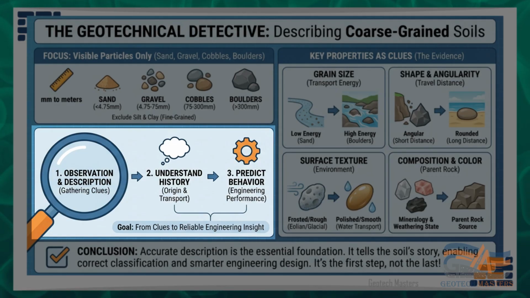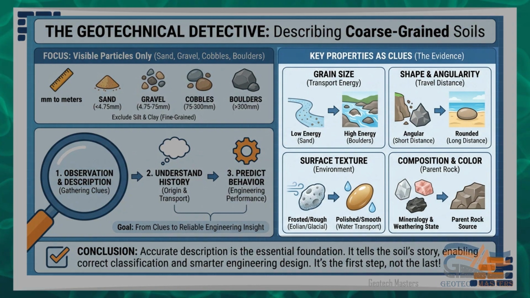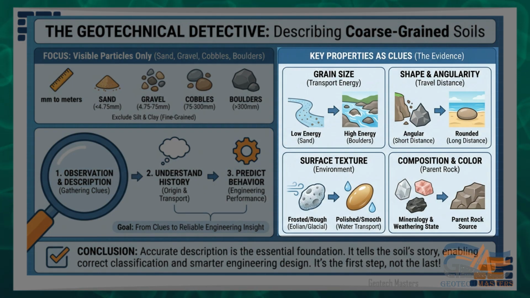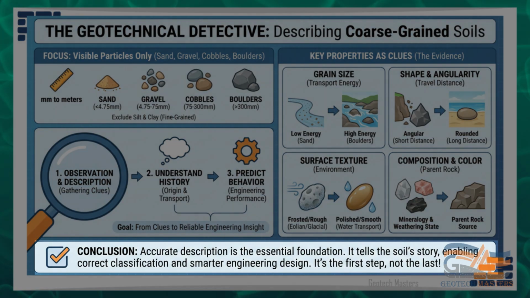Think of yourself as a detective. Before you can solve the case, you must first observe all the clues. The properties of each particle are important clues that tell us a story about the soil. Each characteristic we will discuss today tells us something about the soil's history. Has it traveled a long distance in a river? Did it come from a very hard parent rock? By describing these features carefully, we can begin to understand the soil's story and predict its engineering behavior.